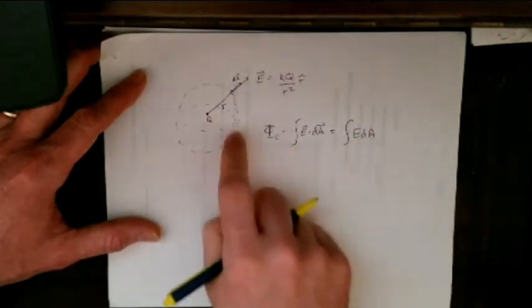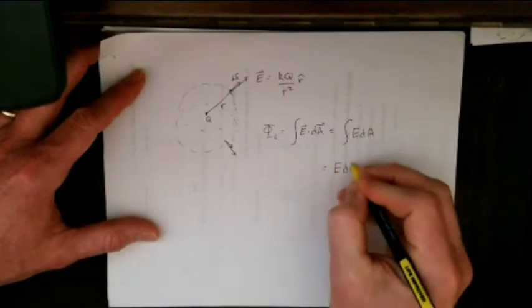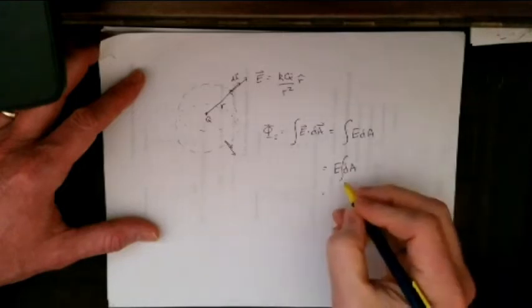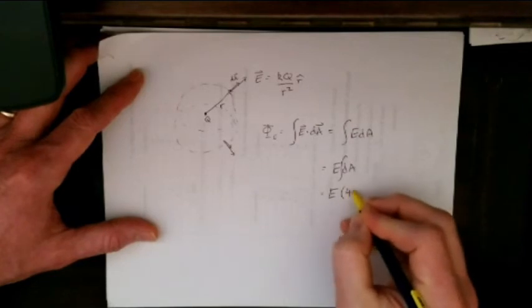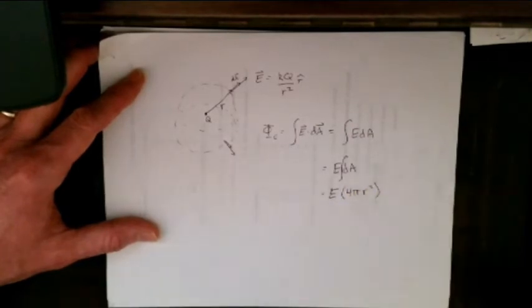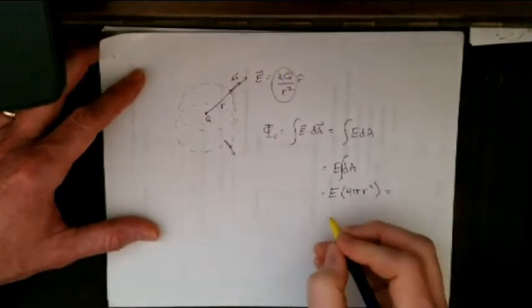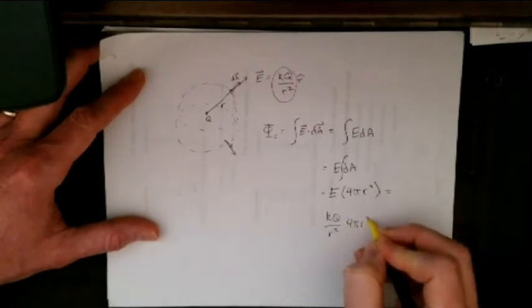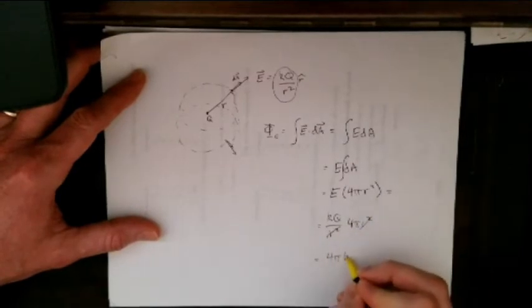Well, my electric field, since that's the magnitude here, is the same if I'm equidistant from the point. So this just becomes E times the integral of dA, and I'm integrating the area from 0 to the total surface area. So this just becomes E times the surface area, which is 4 pi r squared. That's the magnitude of my electric field, so this is k q over r squared times 4 pi r squared. The r squareds cancel out, and I'm left with 4 pi k q.